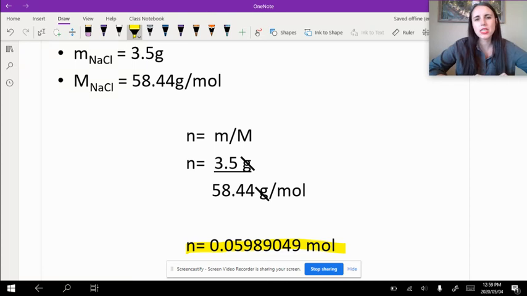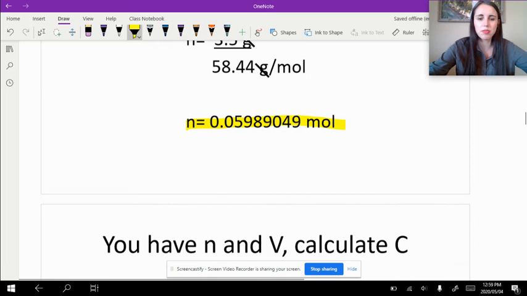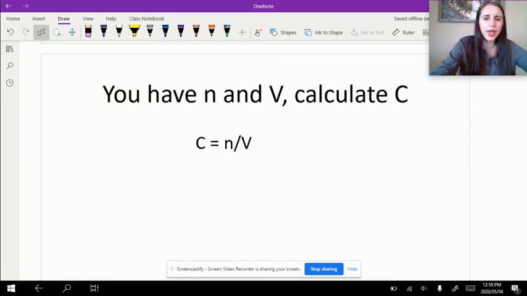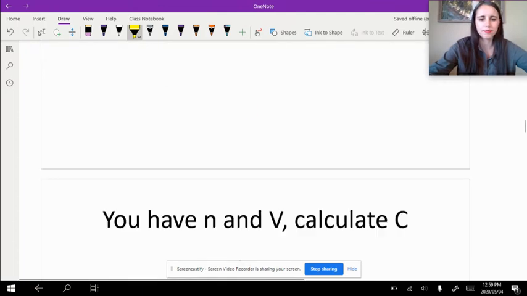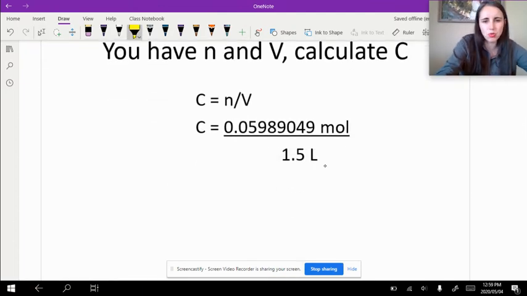Remember, the question was asking me for concentration. I've not discovered that yet. I've just discovered my number of moles. So now what I want to do is go back and figure out concentration. Concentration is going to be number of moles, n, divided by volume, V. So I'm going to take my number of moles, that really nice long number from before, and divide it by my volume.